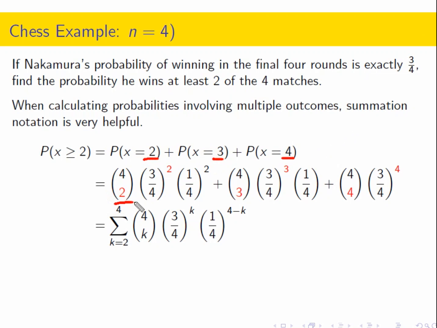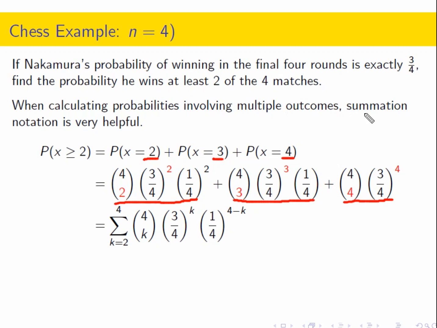So here, you can see that I've highlighted in red the number of successes. The first term relates to 2 successes, the next term relates to 3 successes, and the last term relates to 4 successes. Notice this is 1/4 to the 0 would go here, but I haven't included it because anything to the 0 power is 1.